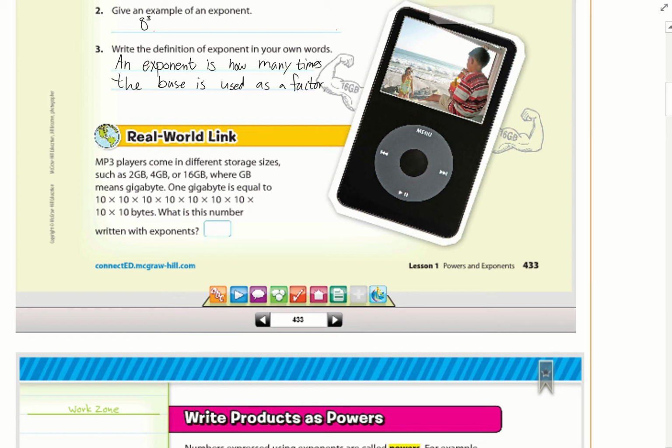So what we do here is we have to count the number of tens. So we know our base is going to be 10. Now our exponent is how many tens there are. So 1, 2, 3, 4, 5, 6, 7, 8, 9. So I'm going to say that is 10 to the power of 9. So that's 10 multiplied by itself 9 times.